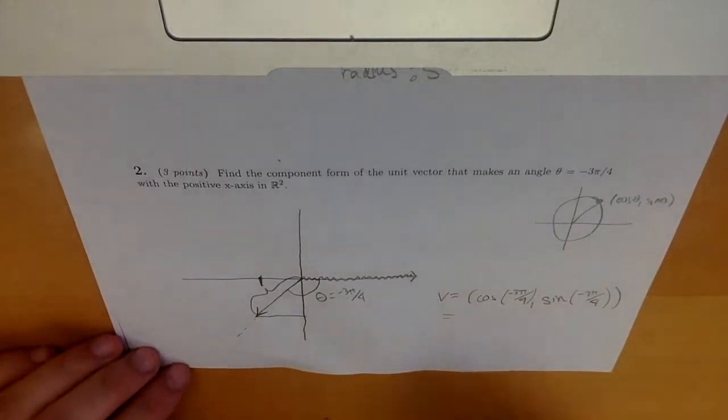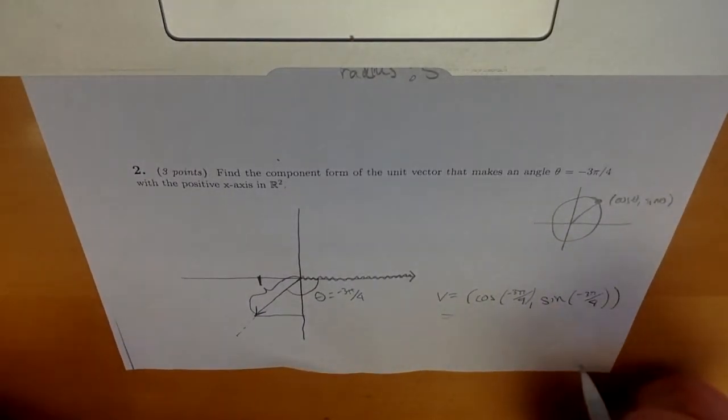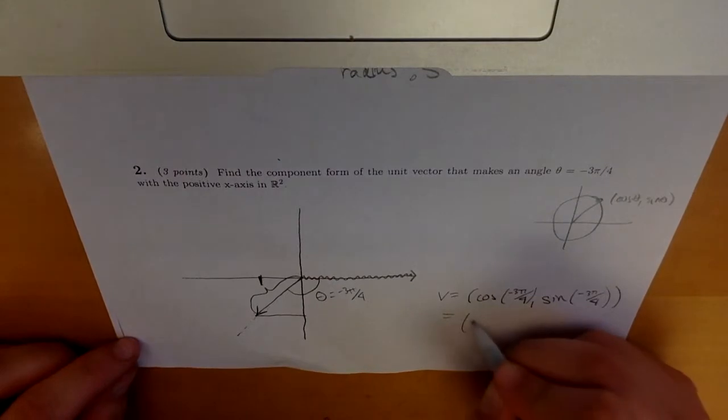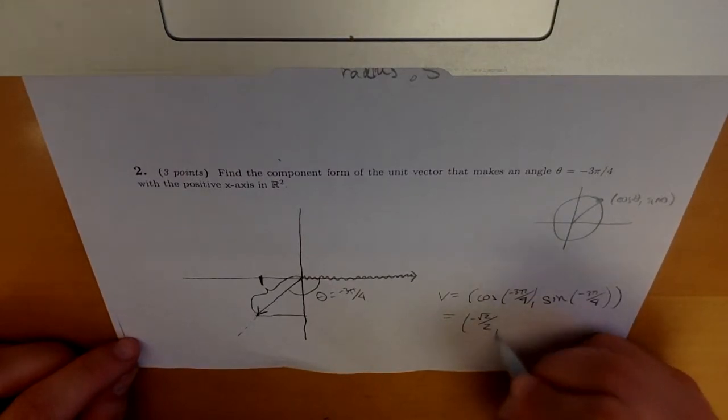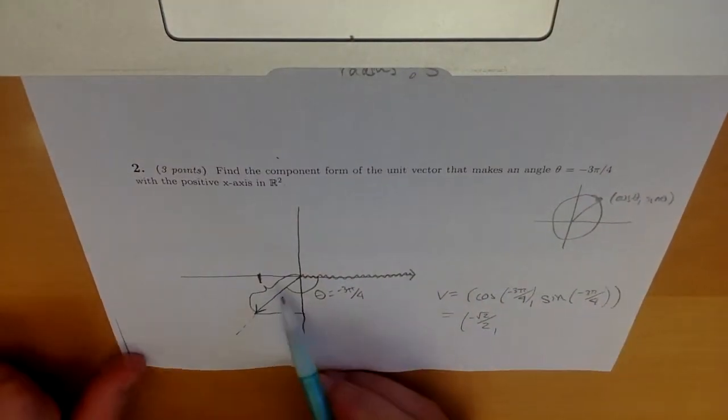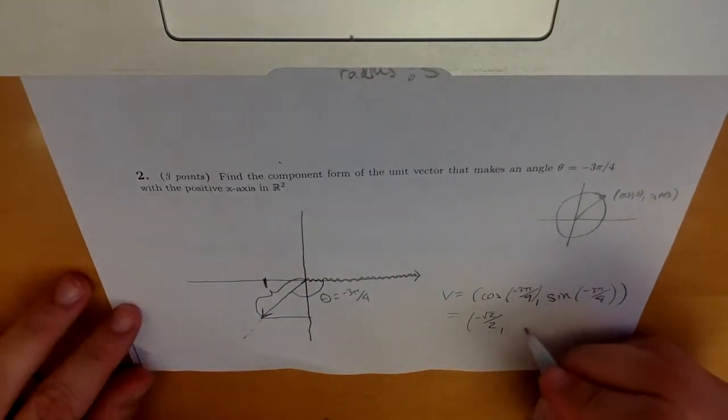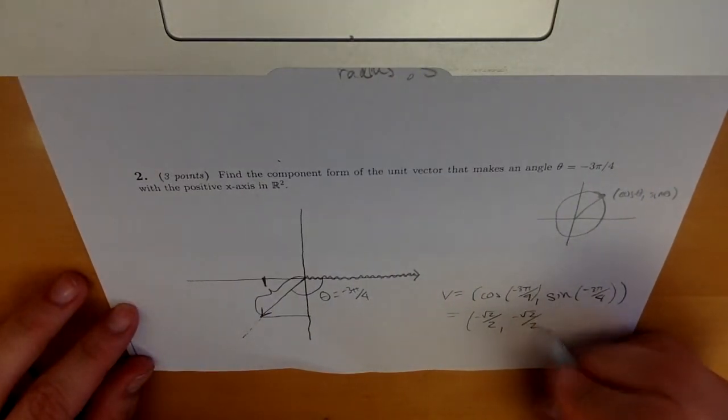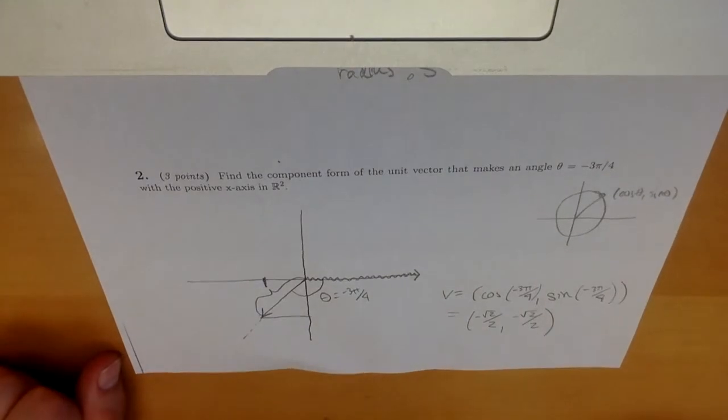Now I can simplify this a little bit. So cosine of negative 3 pi over 4 is negative root 2 over 2, and the sine of negative 3 pi over 4 is also negative root 2 over 2.